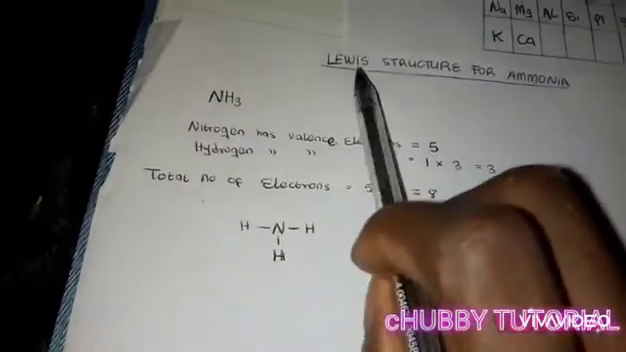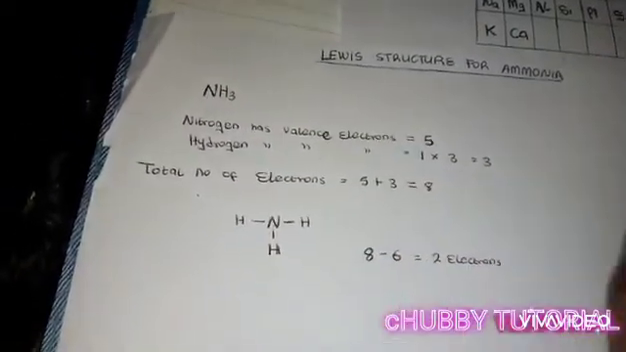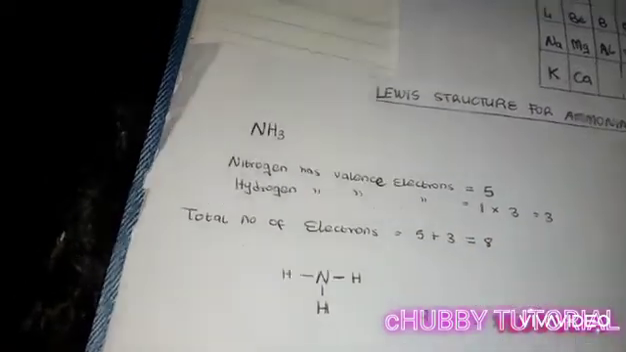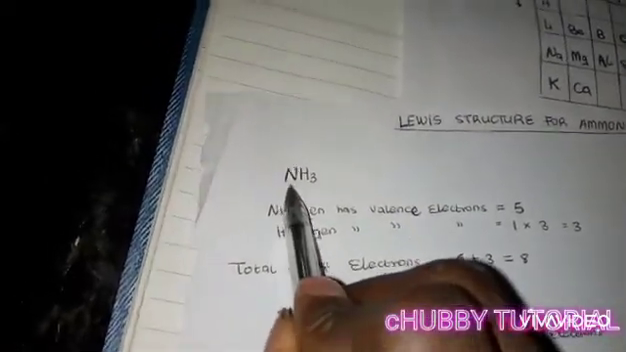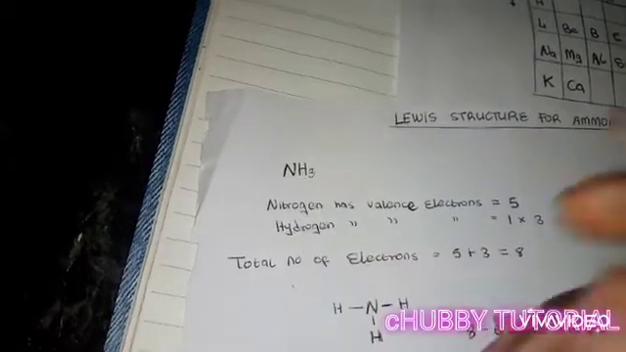So here we'll be looking at the Lewis structure for ammonia. First of all, let's start by writing the molecular formula for ammonia. This is the molecular formula for ammonia, NH3.